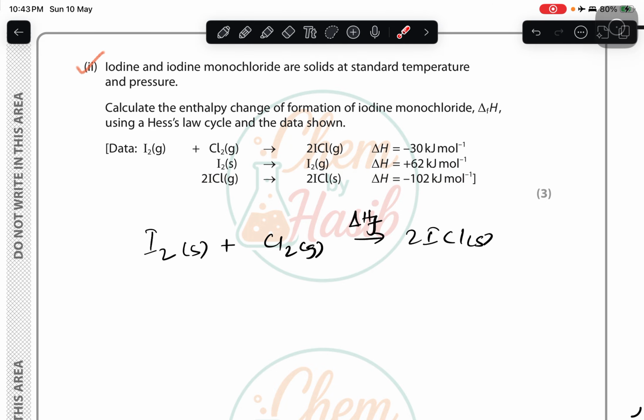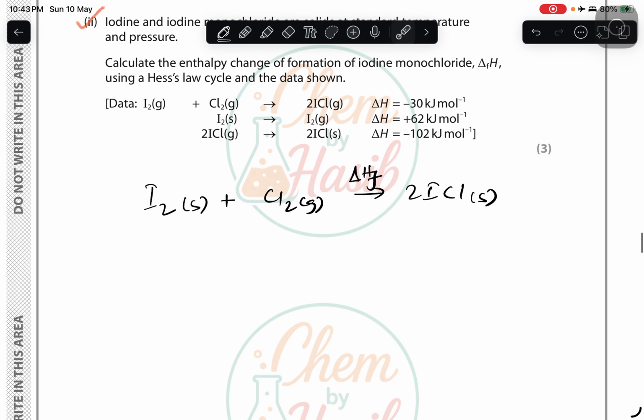Now we have to find del HF. We have to calculate del HF using the Hess's cycle. Now, one Hess's cycle here. What we can do is we can combine these equations, right? So we can write this equation here.